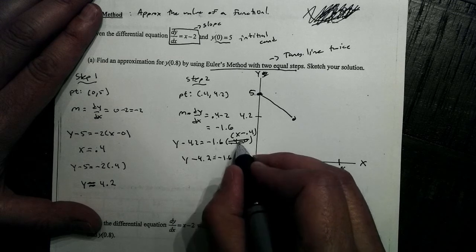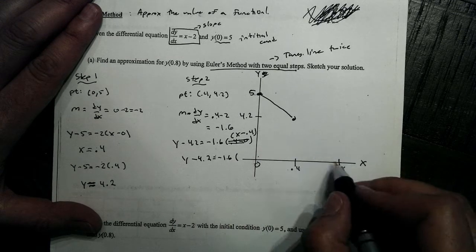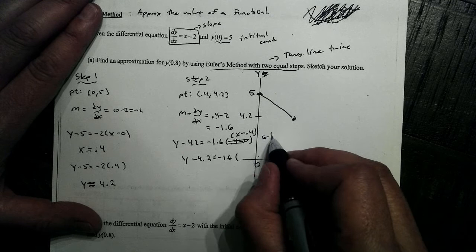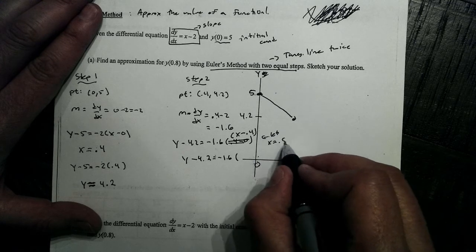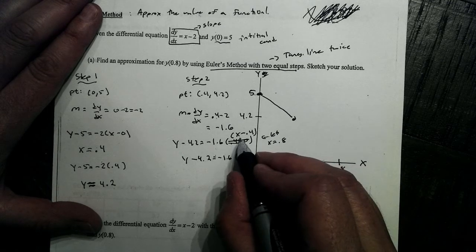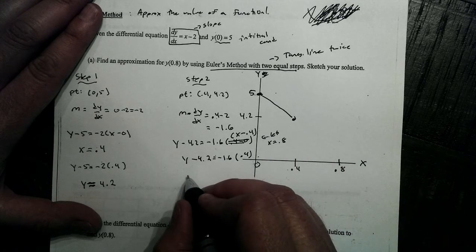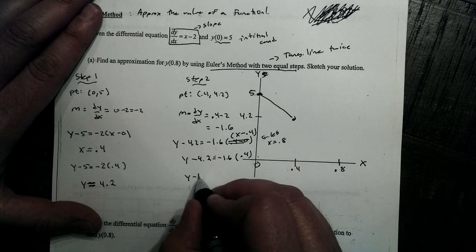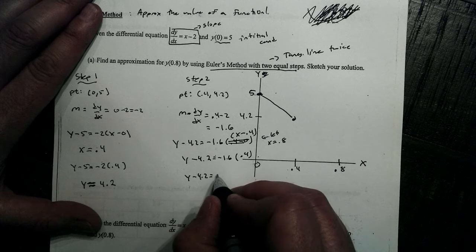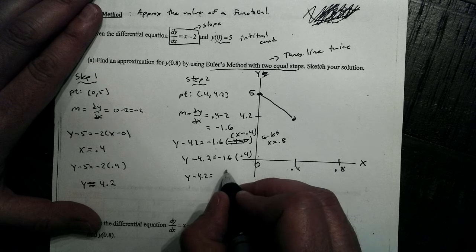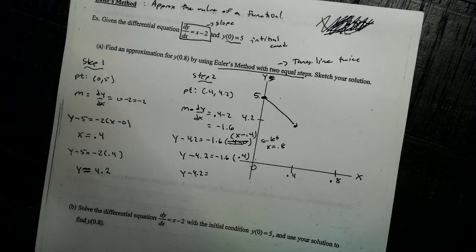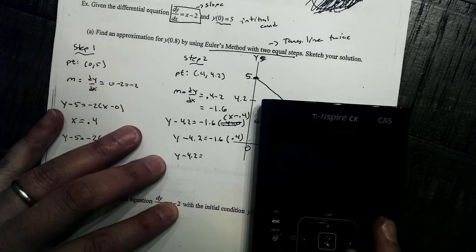And now I'm going to plug in my new x value. Now I'm going to plug in my 0.8. We're going to let x equal 0.8. And if I let x be 0.8, we get 0.4 again. And solving, we get y minus 4.2 equals, and over here, we would use my calculator. So let's go and use our calculator here.